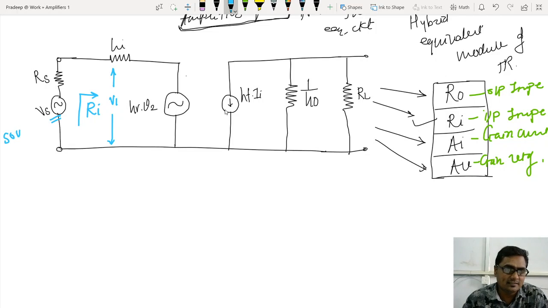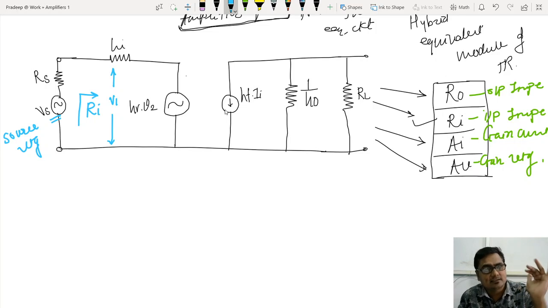This is a source voltage that I have applied externally, maybe with a function generator. The function generator's voltage I am treating as a source voltage. And the voltage which is available exactly at the base of that amplifier, or the base of the transistor, is treated as an input voltage. So I am writing V1. So V1 is different from Vs.